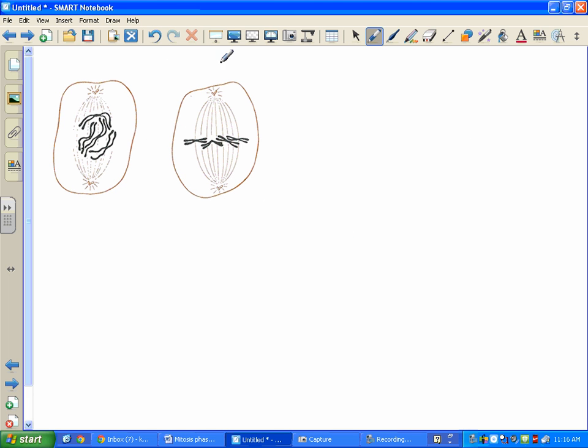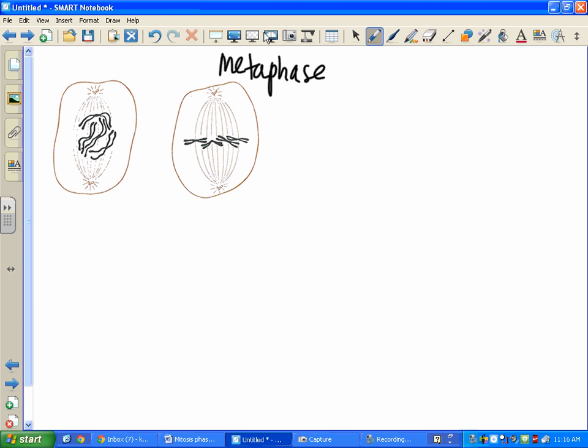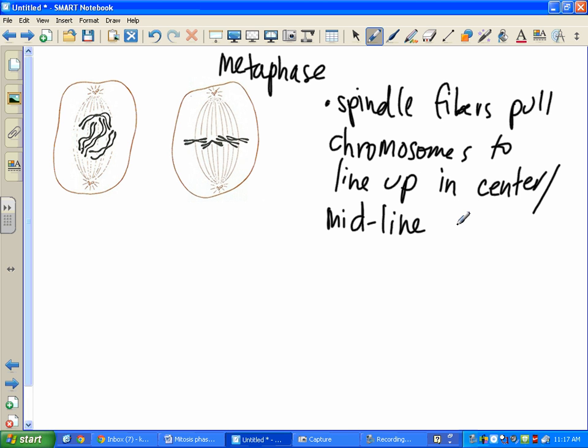Okay. Then we have metaphase. During prophase, the spindle fibers were sent out and they connected to the chromosomes. During metaphase, those spindle fibers pull on the chromosomes and start moving them around until they reach the middle of the cell like this. So the big major event for metaphase is spindle fibers pull the chromosomes to line up in the center of the cell. In the center, or you see midline a lot, or equator even sometimes. Okay, so meta, like middle, line up in the middle. And that's all that metaphase is. It's like a split second where they're all lined up in the middle.